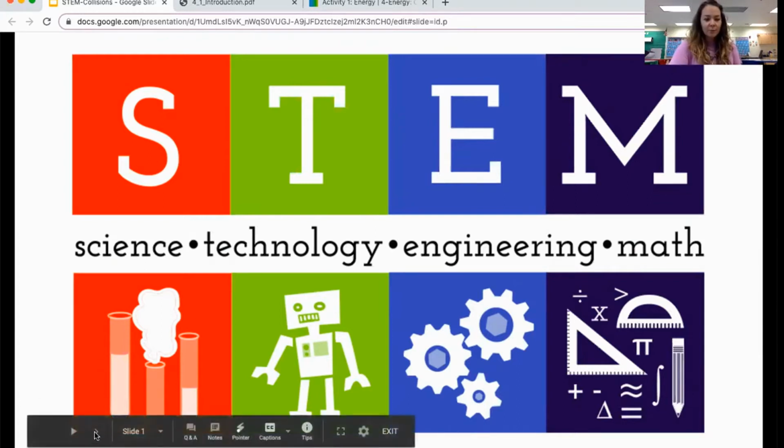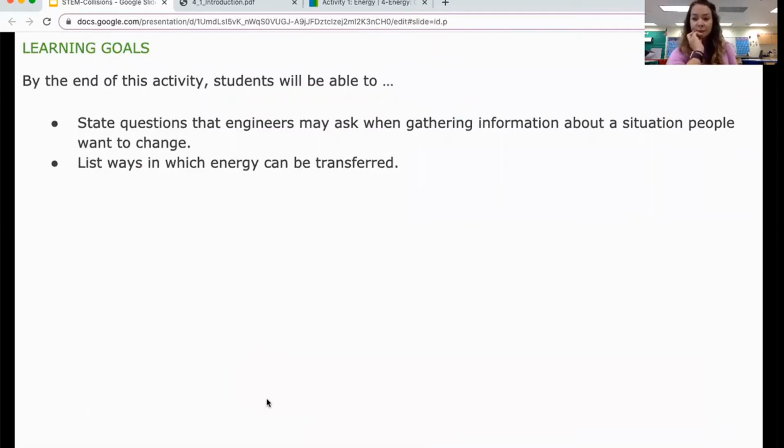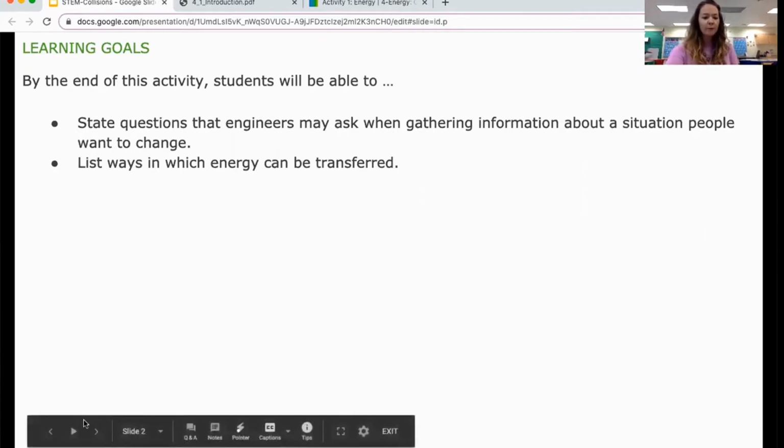Okay, so some things we'd like to talk about to start. While we're learning together, I want you to be thinking about some learning goals that I have for you. And there's two of them. By the end of our time together, I would like for you to be able to state questions that engineers may ask when gathering information about a situation people want to change. You'll find in this module that you are going to act as engineers and you're going to build your very own vehicle, and you're going to have to think like a real engineer about a situation that has a problem that you're going to want to fix. And secondly, you're going to list ways, more than one way, in which energy can be transferred. That means moved from here to here. So how will that work? Be thinking about that while we continue, okay?